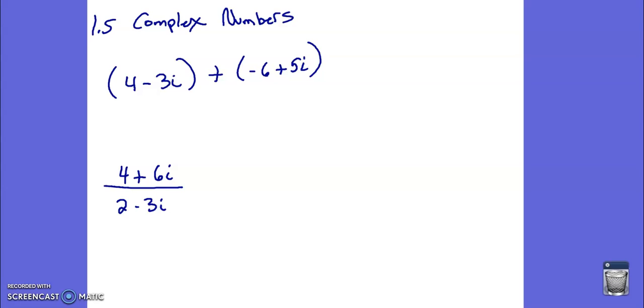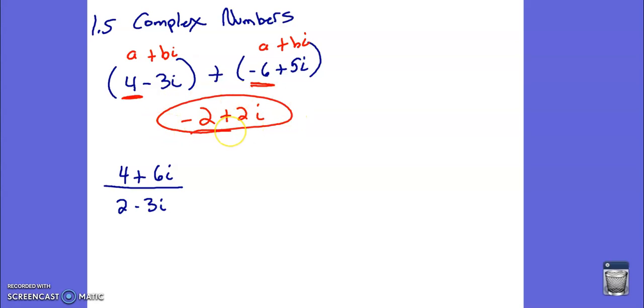So here we have, notice this is a plus bi format, and we're taking a plus bi format. And really what we want to do is add like terms. So we're going to combine the real components together. So that's going to be -2. And then we're going to combine the imaginary components of it. So that would be positive 2i. All right, and this is my new complex number. Notice it's in a plus bi format.